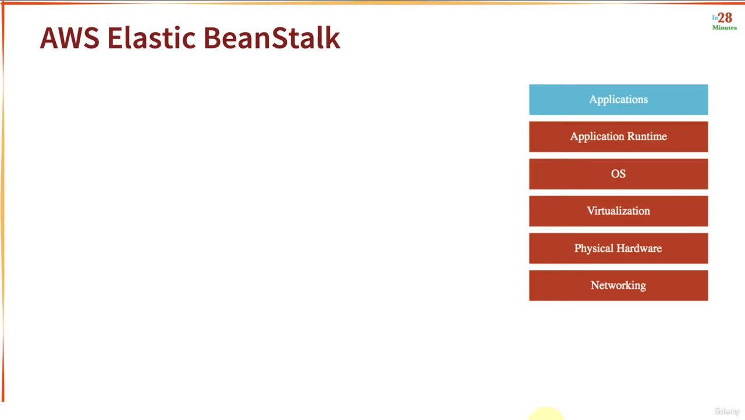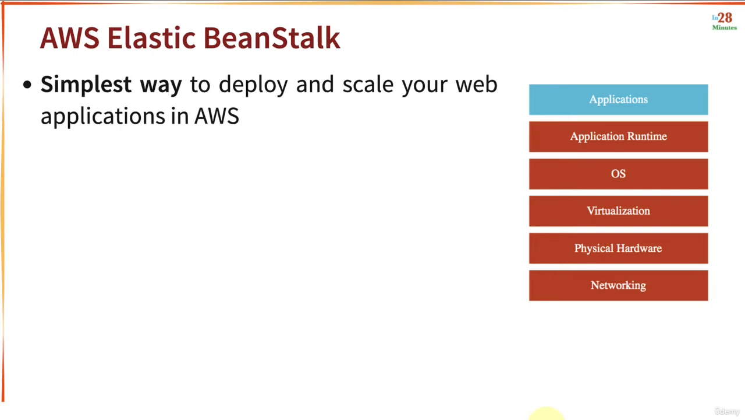Let's talk about AWS Elastic Beanstalk. Elastic Beanstalk is the simplest way to deploy and scale your web applications in AWS. Earlier we talked about platform as a service. AWS Elastic Beanstalk is the platform as a service offering in AWS for running your compute workloads.